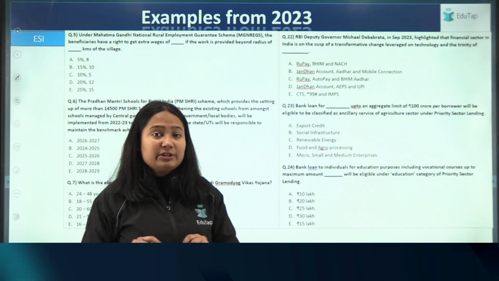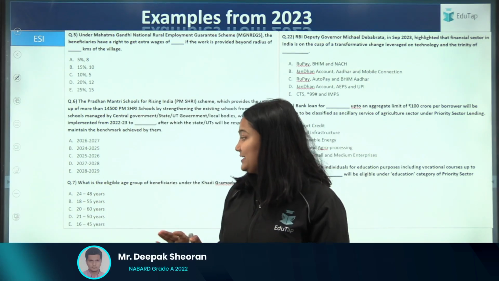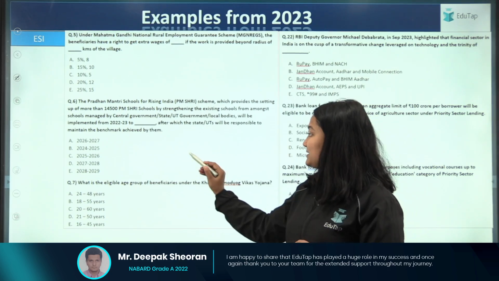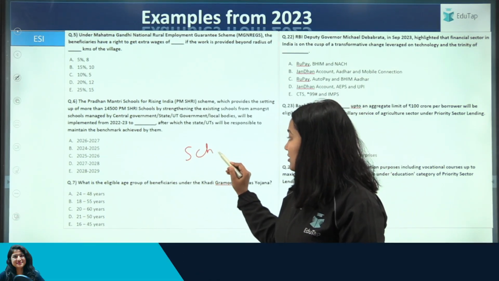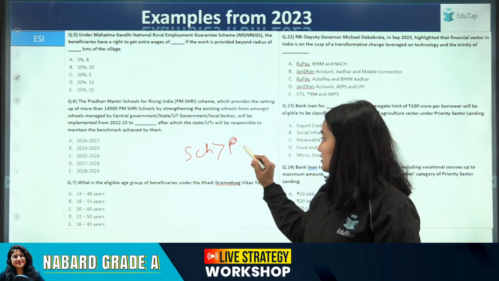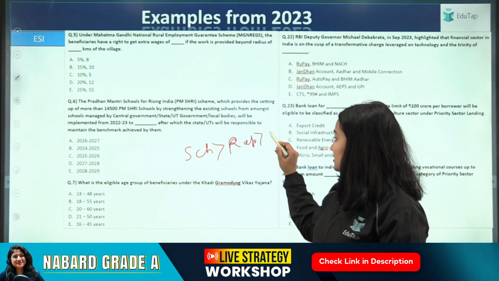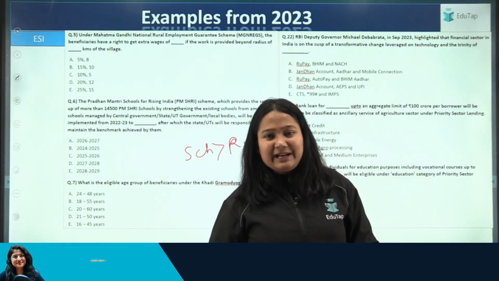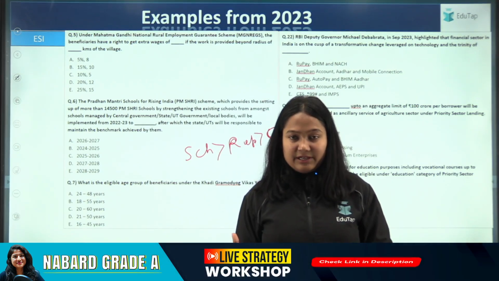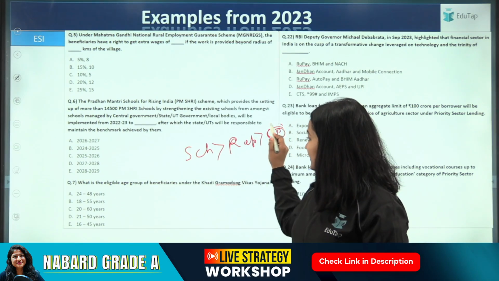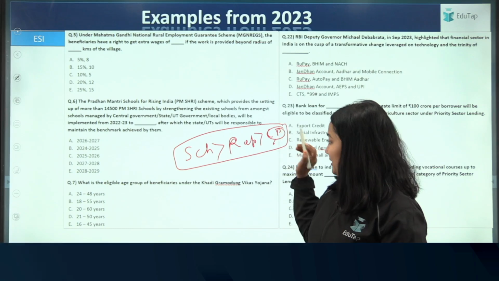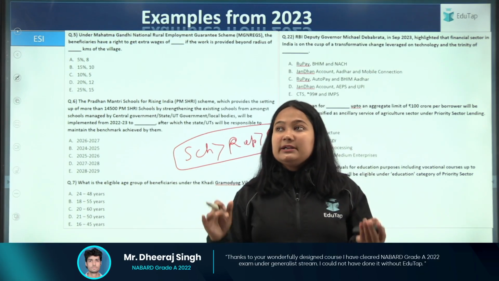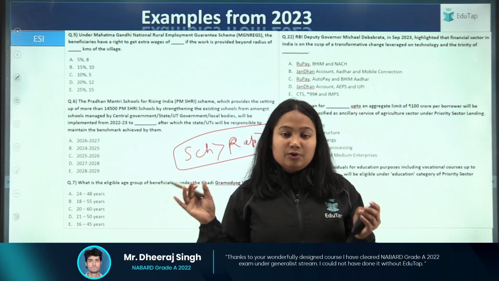Now if I talk about the ESI section, here you can see the majority of questions will be from the schemes, followed by reports, followed by the current affairs. Current affairs basically means any MOU that gets signed, any current context that is there. So this will be the particular trend that is followed by NABARD.